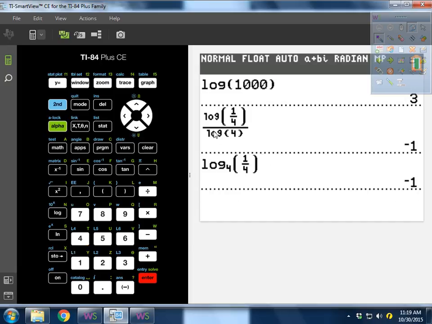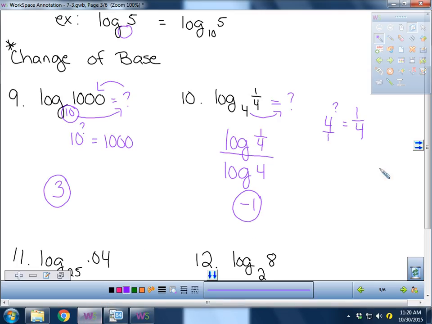Either way, these two are the same thing. It's just this is written with base 10, and this has a base of 4. So you do need to know that those are exactly the same. All right, so I get -1.